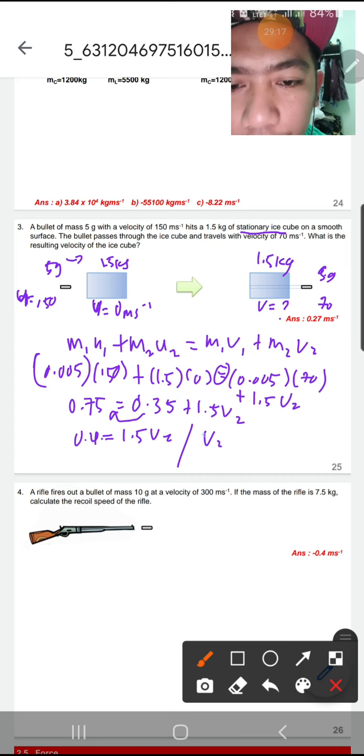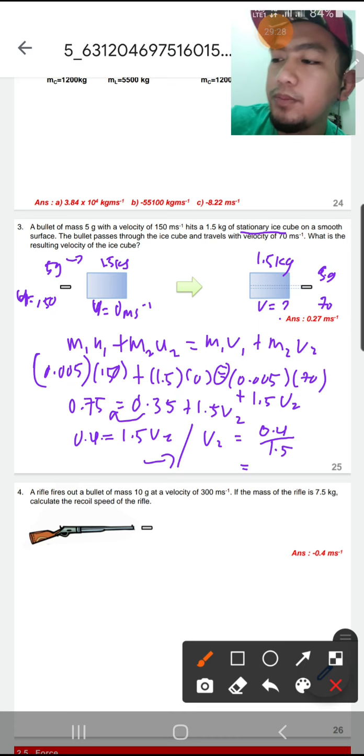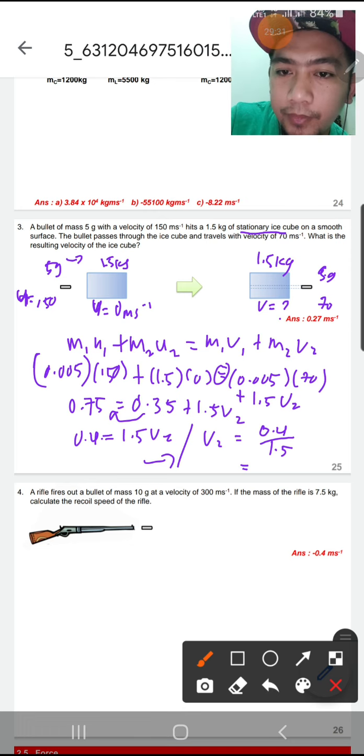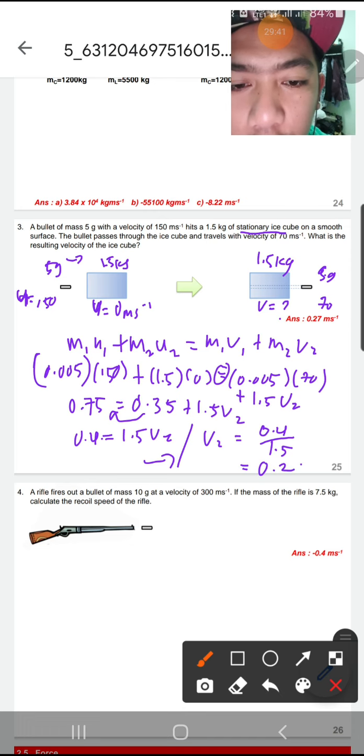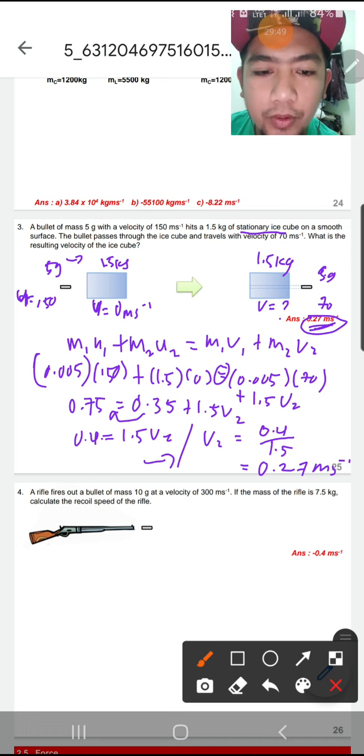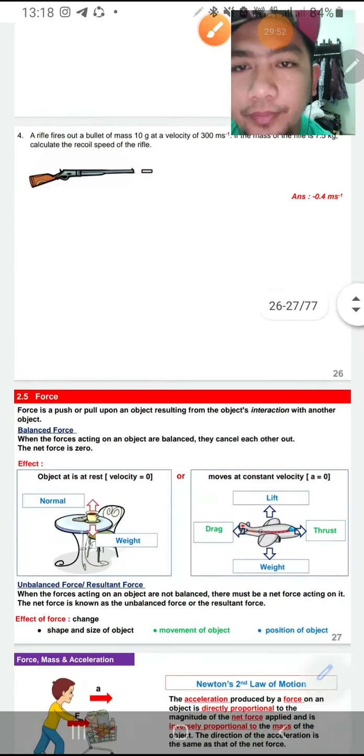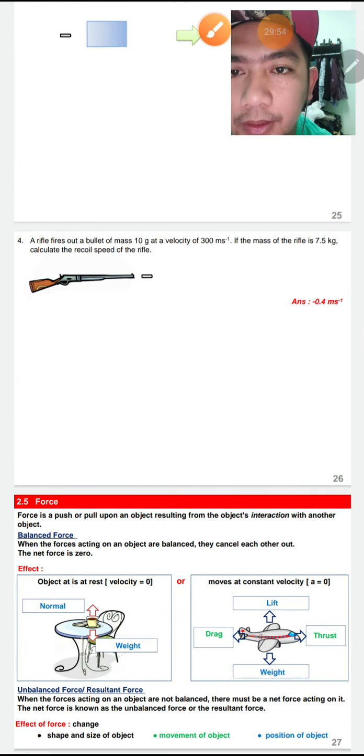So v2, continue here, okay? v2 is equal to 0.4 over 1.5. Then just press the calculator. 0.4 divided by 1.5. So you will get 0.27 meter per second. So check the answer. Yes, correct. Okay, all right. Let's check the last question.